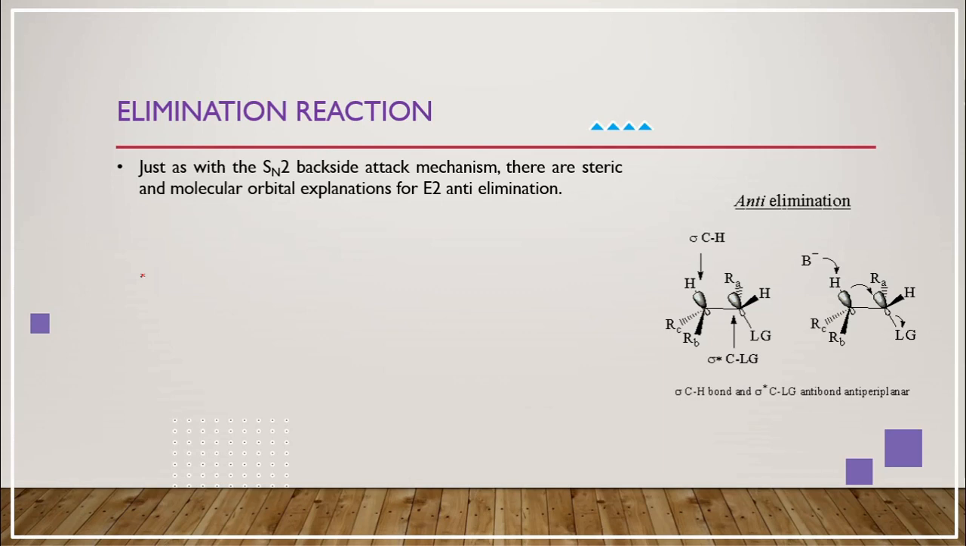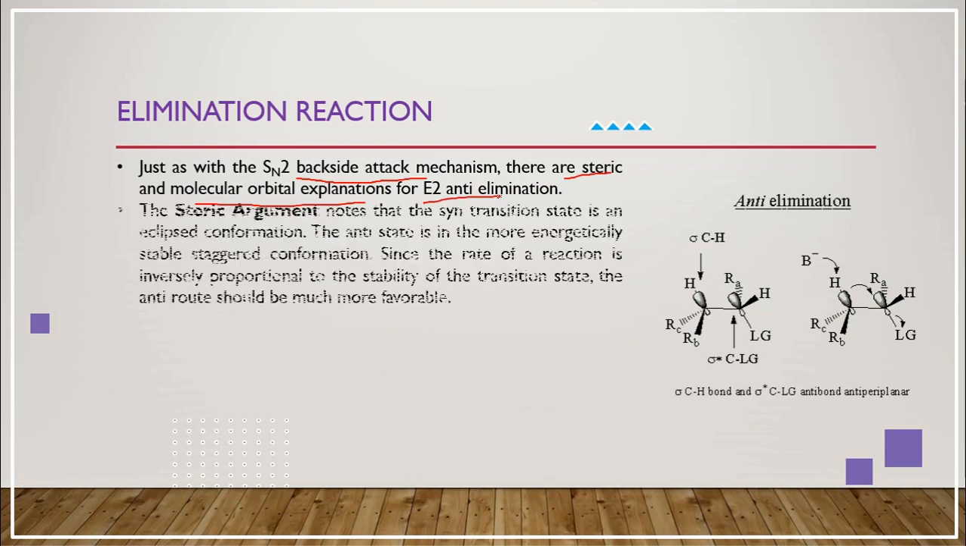When we see an SN2 reaction, the mechanism shows us that the reaction occurs through a backside attack, and we have a lot of steric and molecular orbital explanations for the E2 anti-elimination process. The steric argument notes that the syn transition state is an eclipsed conformation and the anti state is in the more energetically stable staggered conformation.